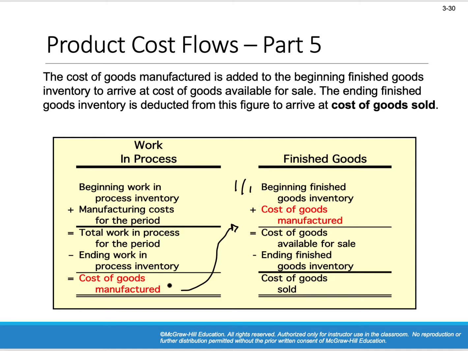We add the costs of goods that are manufactured. These are our completed products. We add to that the beginning inventory. We end up with the costs of goods that are available to be sold. How much did we sell? I don't know, but I know what my ending finished goods inventory balance is. I subtract that from what's available. That is how I get my costs of goods sold. Okay?